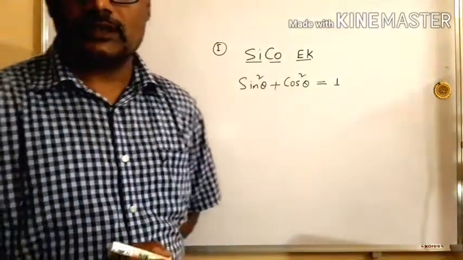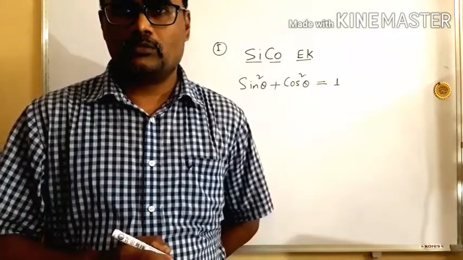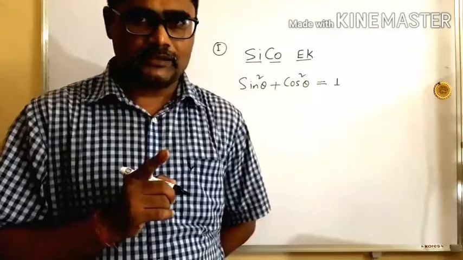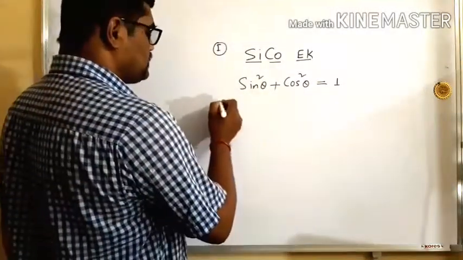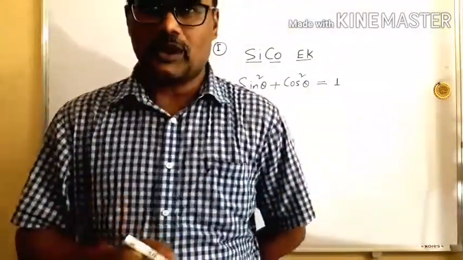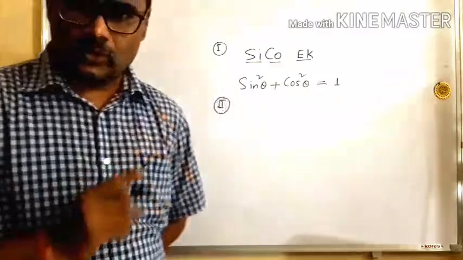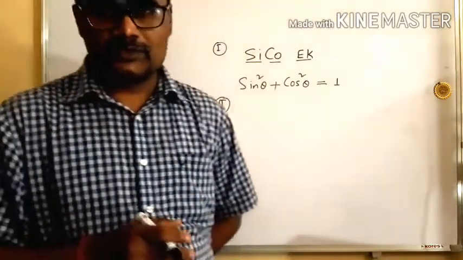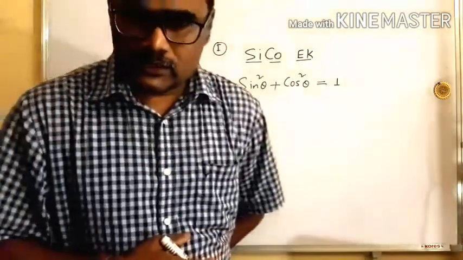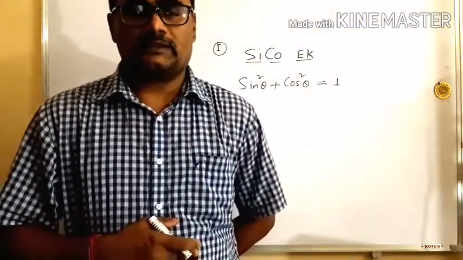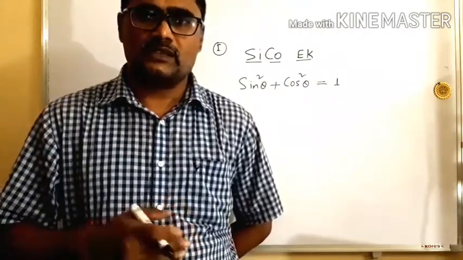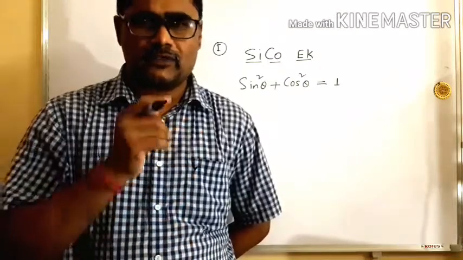So you got the first Pythagorean identity. Anyway, this is not very interesting. The other two are more interesting, and of course the other two are needed more. This is always easy for students to remember. I'm now going for remembering 1 plus tan squared theta equal to sec squared theta. You'll never forget this.